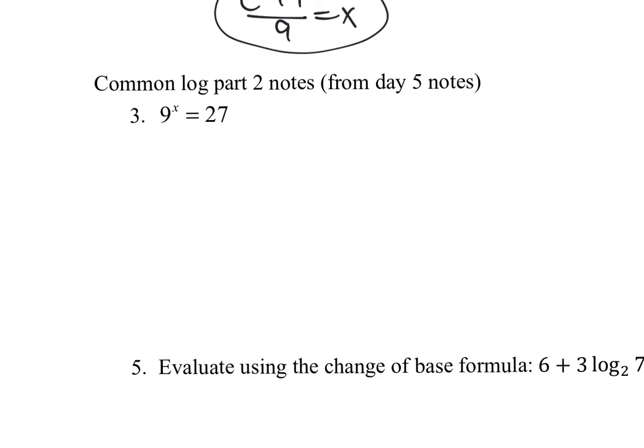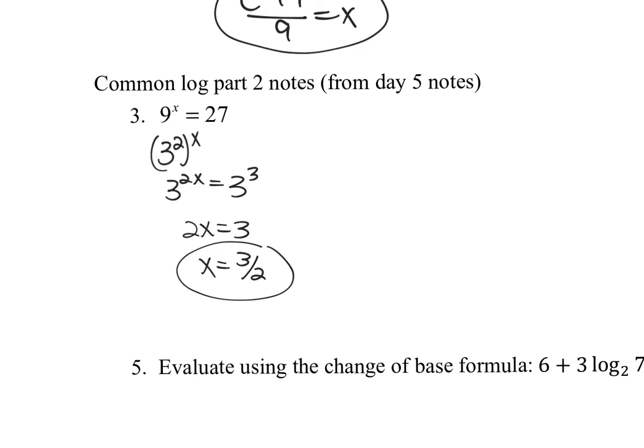And in this case, both 9 and 27 can break down to base 3. 9 is 3 squared, still raised to the x power. Therefore, on the left-hand side, I can get 3 to the 2x. And 27 is 3 cubed. Since I can get like bases, we can set the exponents equal to each other. And then we're going to get x is equal to 3 over 2 when I isolate the x.